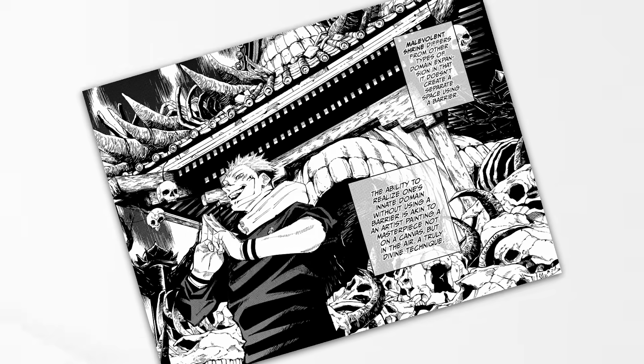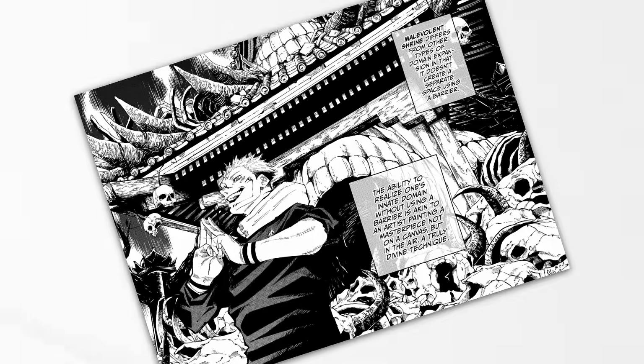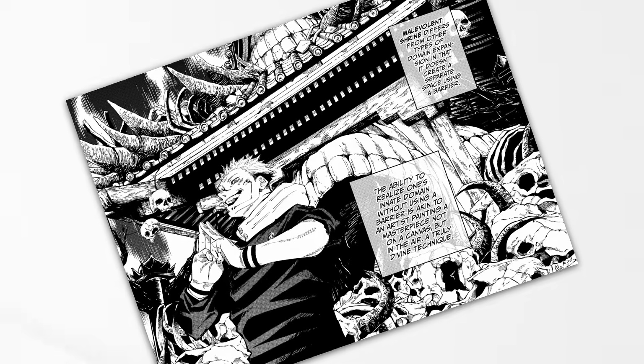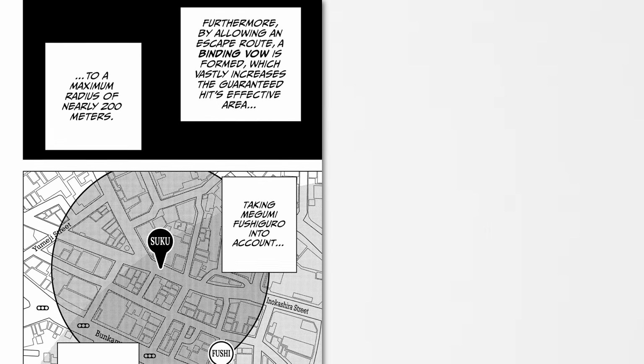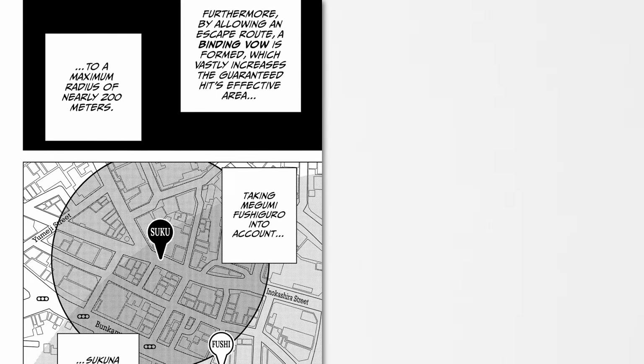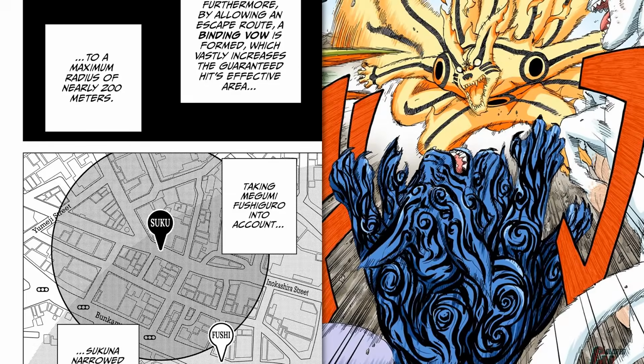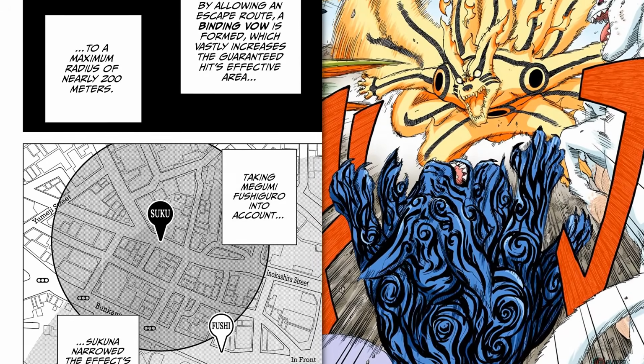So something else about Malevolent Shrine in respect to Naruto is that we know Sukuna's domain has a maximum range of 200 meters, but we know that Naruto's avatar is around the same size as Kurama, and Kurama is able to dwarf mountains.